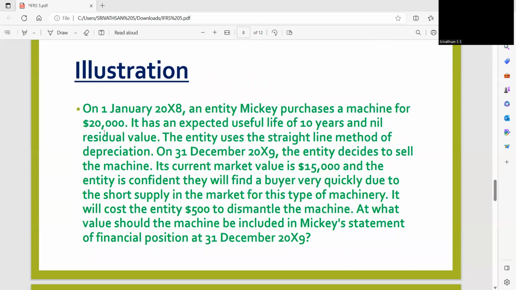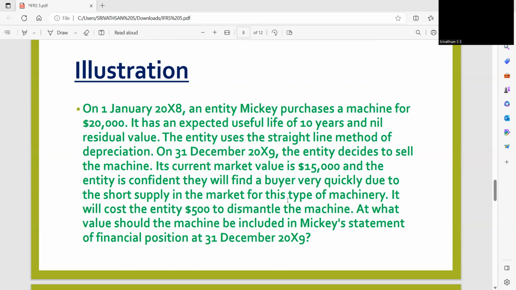So now let us look at an illustration. On 1st January 2018, an entity Mike purchases a machine for $20,000. It has an expected useful life of 10 years and nil residual value. So the residual value of the asset is 0. The entity uses the SLM method, that is the straight line method of depreciation. On 31st December 2019, the entity decides to sell the machine. So after using the machine for 2 years, the entity has planned to sell it.